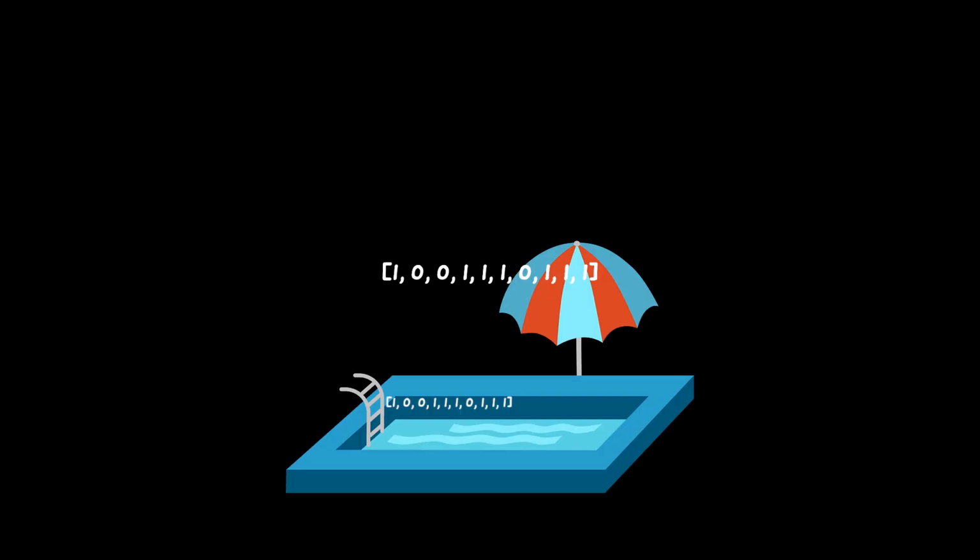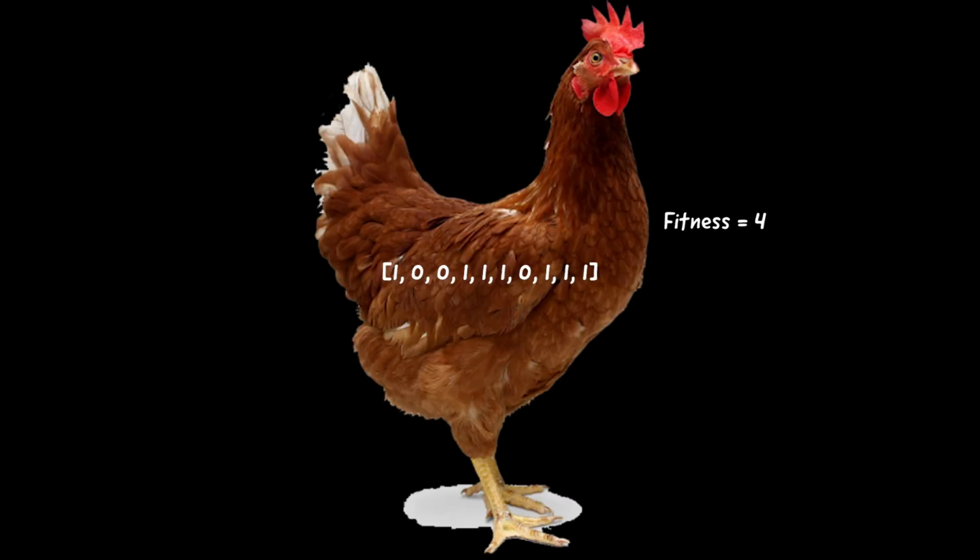Now, once you've assigned each chicken with a fitness value, you add its characteristics to a pool a certain amount of times determined by its fitness score, the characteristics being the chicken's list of numbers. For example, our previous chicken had a fitness score of 4, so we'd add its list of characteristics to the pool 4 times.